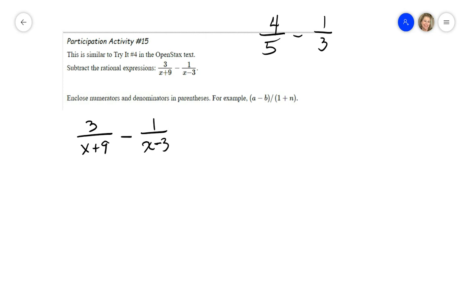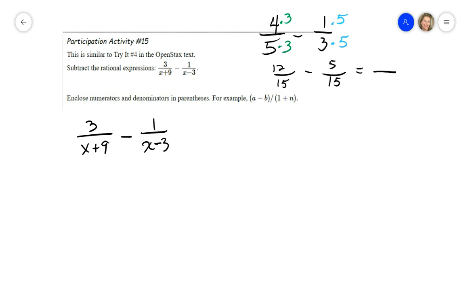To do this, 5 and 3 are both prime numbers. They have nothing in common. So the common denominator would simply be multiplying them by themselves. So I'd take the 5 times the 3 and then the 3 times the 5. But what you do to the denominator, you also have to do to the numerator. So this becomes 12 over 15 minus 5 over 15.